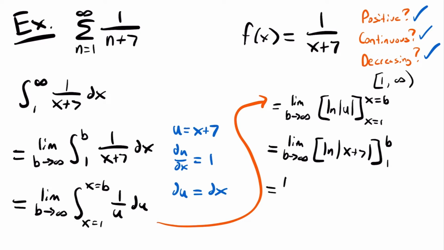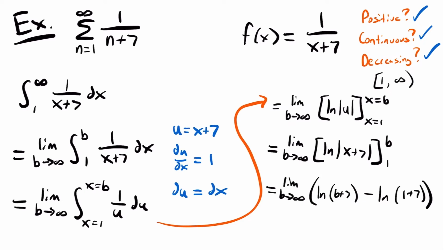And so this is equal to the limit as b approaches infinity of the natural log of b plus 7 minus the natural log of 1 plus 7. I wrote parentheses instead of the absolute value bars because 1 plus 7 is just 8, and that's positive, and b plus 7 will always be positive because we are integrating over an interval where we're only working with positive values. So we're never going to have a negative result here for b plus 7. But if you kept the absolute value bars, it's not a huge deal. I just decided to remove them and use parentheses from here on out.